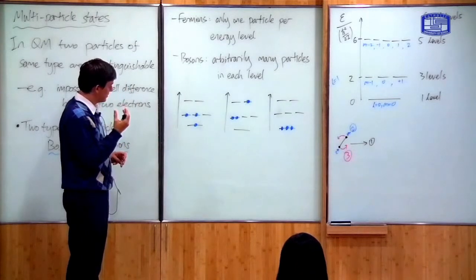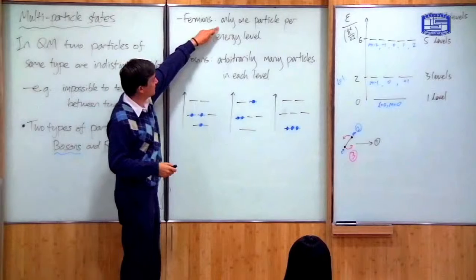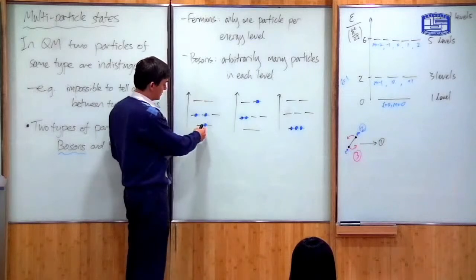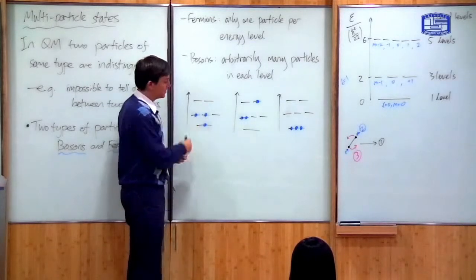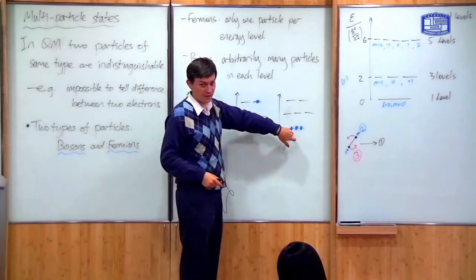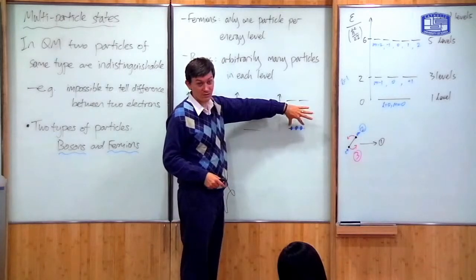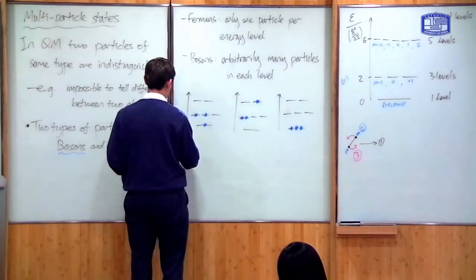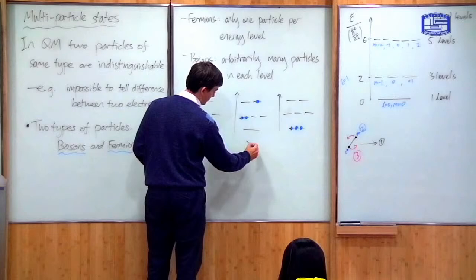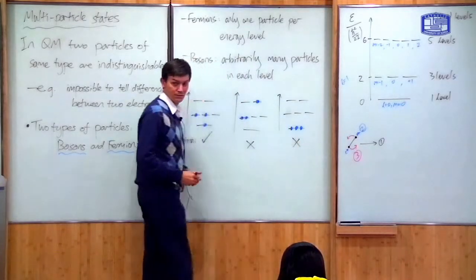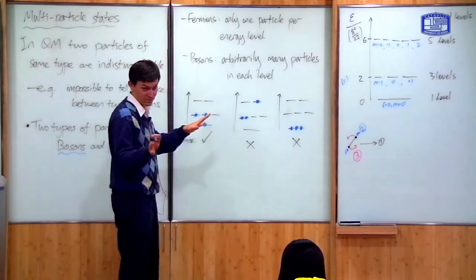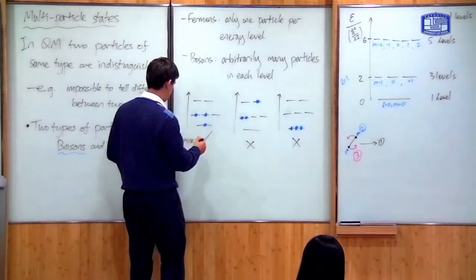Now, fermions, only one particle is allowed in each energy level. That means this one is okay, because each particle is in a different energy level. But this one is not okay, because I've got two particles in the same energy level. And this one is also not okay, because I have three particles in the same energy level. So for fermions, this one is okay, but this one is not okay, and this one is not okay. This one is okay because they're all in different levels, but here they're in the same level. That means it's not allowed. This state cannot exist in a system of fermions.